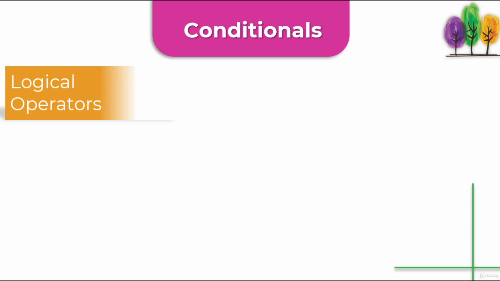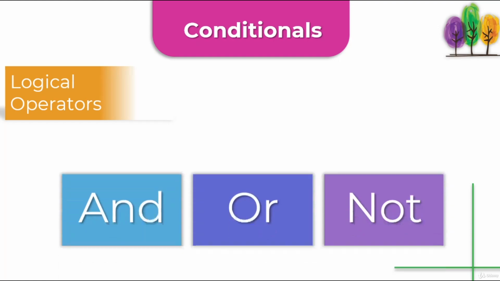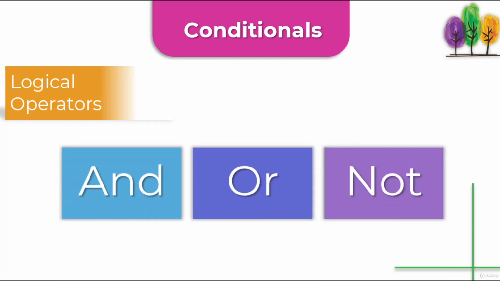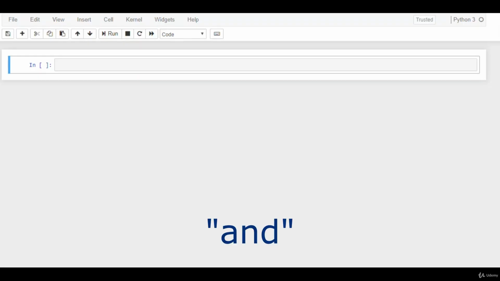Now, logical operators are used to combine conditional statements. There are 3 types of logical operators, which are and, or, and not. So now let's look at all 3 operators with examples. The AND operator checks that the result of all comparison operations is true. If both the operands are true, then the condition becomes true. In other cases, the result is false.